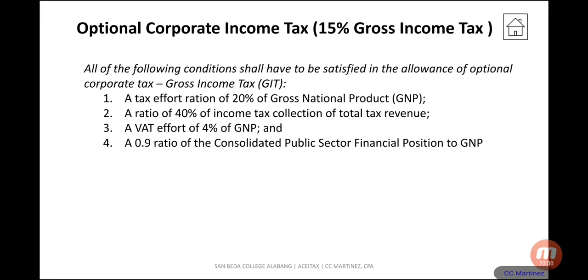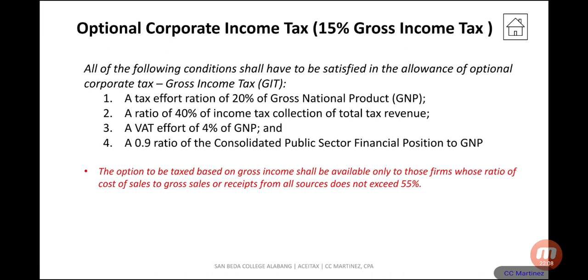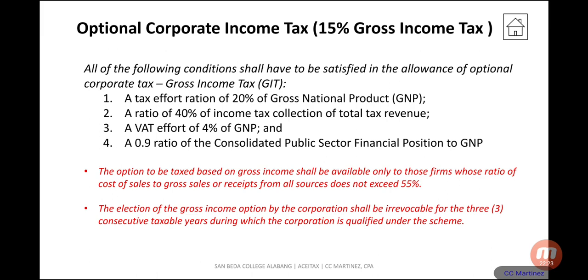So, medyo technical when it comes sa optional corporate income tax. So, the option to be taxed based on gross income shall be available only to those firms whose ratio of cost of sales to gross sales or receipts from all sources does not exceed 55%. And the election of the gross income option by the corporation shall be irrevocable for 3 consecutive taxable years.